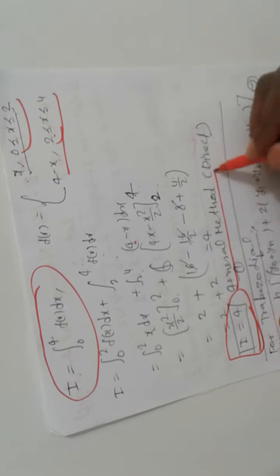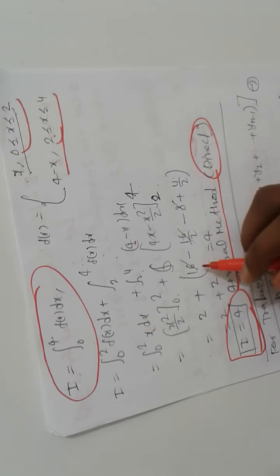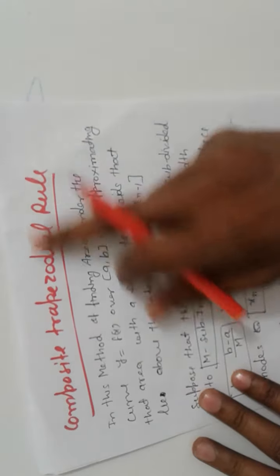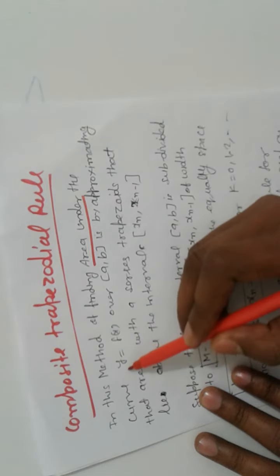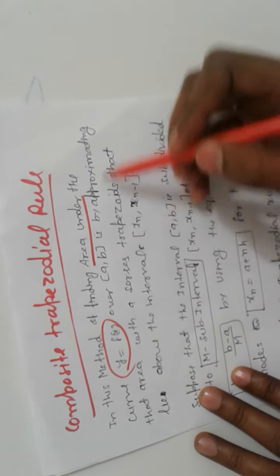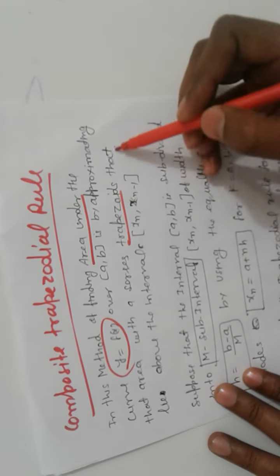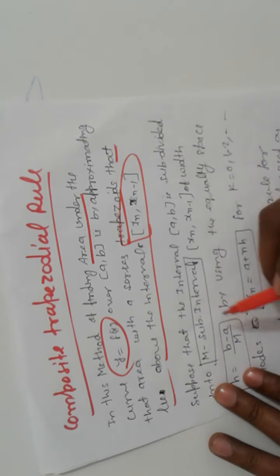Next, the general method is found. Now go to the composite trapezoidal rule. What is this? This method finds the area under the curve y equal to f(x) by approximating that area with a series of trapezoids that lie above the interval. The interval is given. So how do we solve it, and what is the method?